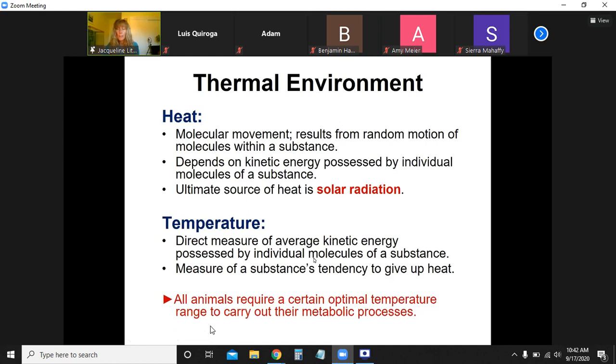So it's measuring a substance's tendency to give up heat. All organisms require certain optimal temperature ranges to carry out their metabolic processes, and we'll talk about this in later lectures too. An example would be enzyme activities, right? Enzymes work slowly at cool temperatures and more quickly at warmer temperatures, but of course there's a thermal limit to their activity. They can denature as well. So that's just an example of how a metabolic process is related to temperature.